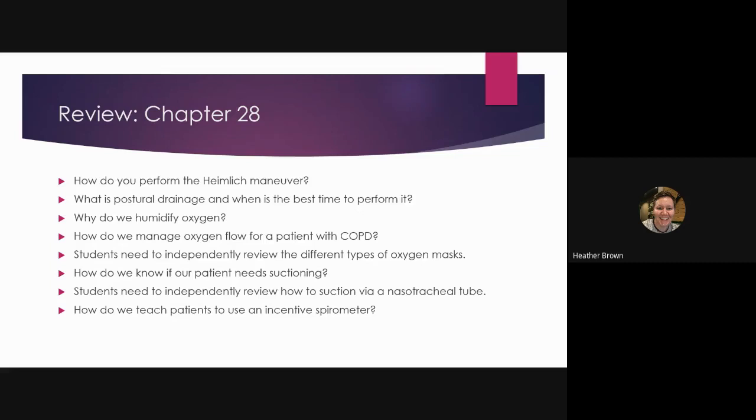Okay, incentive spirometer. So they want to take 10 slow, deep breaths every hour. What they're going to do is blow out their air and take a deep breath. Once they take that deep breath, they're going to try to hold it for 3 seconds.